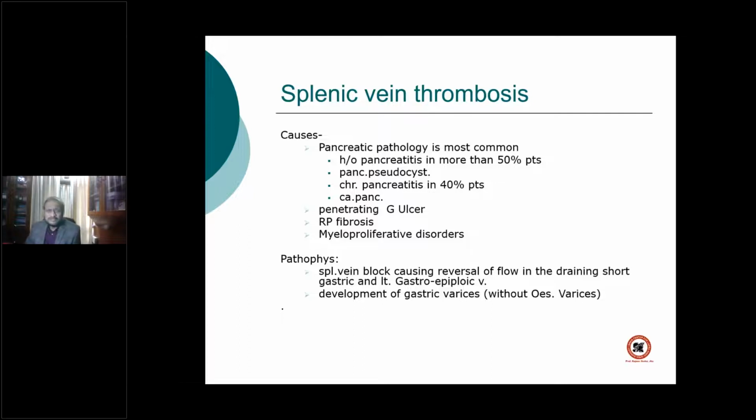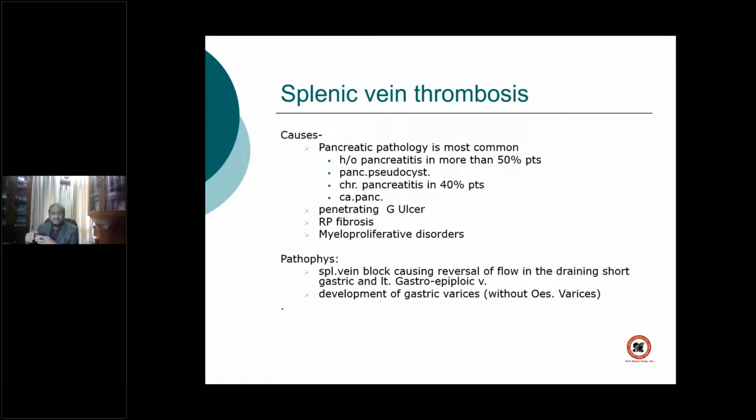So here also, splenic vein thrombosis, the most common is pancreatic pathology, history of pancreatitis, usually seen in more than 50% of patients. Cirrhosis formation may be there, chronic pancreatitis in 40% of patients, or carcinoma pancreas. So any kind of pancreatic pathology may damage your splenic artery and vein. In the vein in the form of thrombosis, in the artery in the form of either aneurysm or rupture.